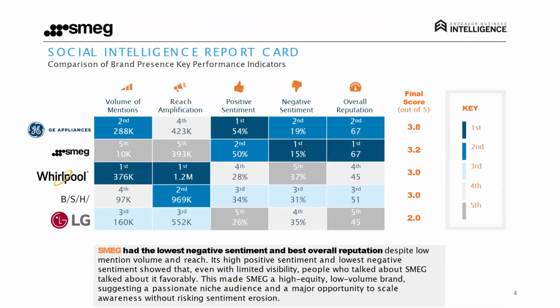Our Social Intelligence Report Card compares your brand's KPIs to competitors. This comparison highlights areas where your brand stands out and where it may lag behind. For example, in the SMEG analysis, the brand achieved the lowest negative sentiment and the best overall reputation, despite lower mention volume and reach. This indicates a passionate niche audience and significant opportunities for growth without risking positive sentiment.